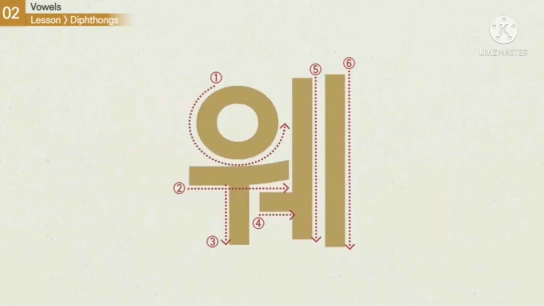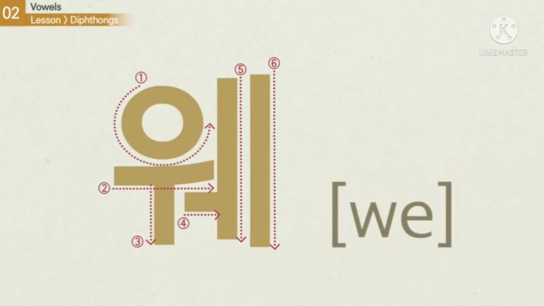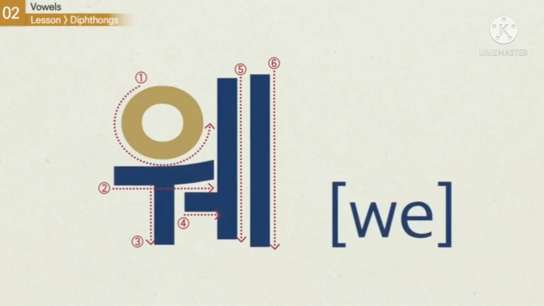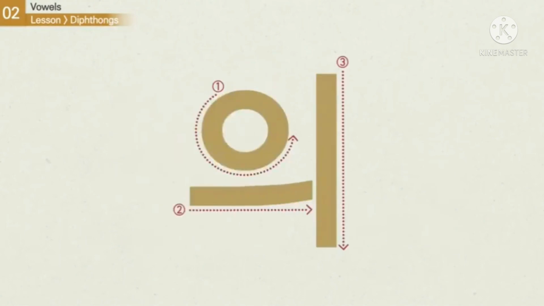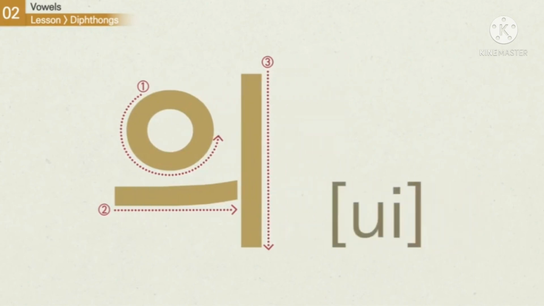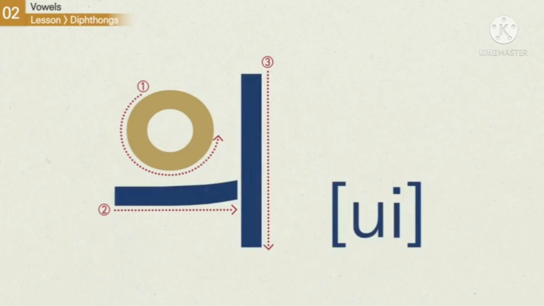We, also written as we, is pronounced we. Imagine that you are trying to say u and e together. Be sure not to pause in between pronouncing the two sounds. Repeat after me. We. And lastly, ui, also written as ui, is pronounced ui. Imagine that you are trying to say u and e quickly. Be sure not to pause in between pronouncing the two sounds. Repeat after me. Ui.